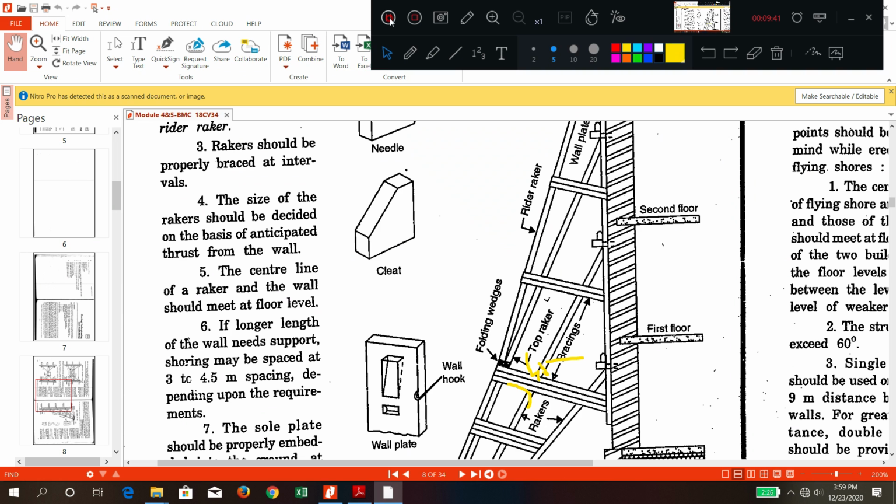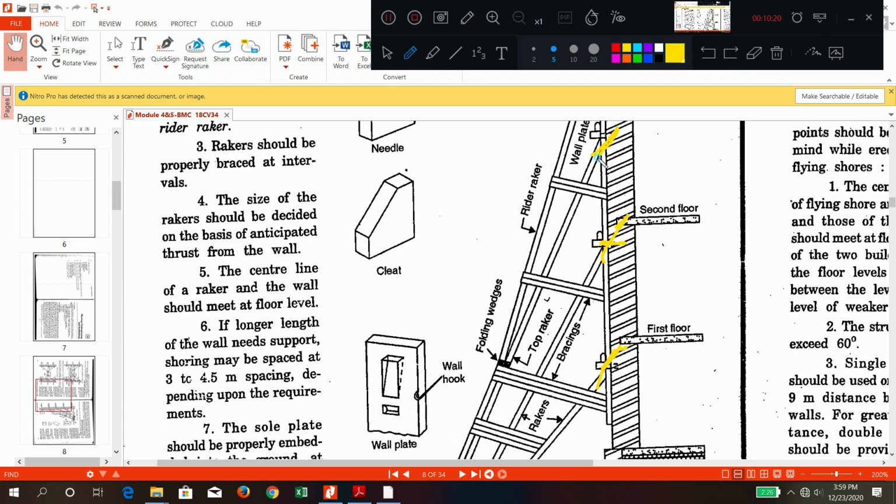Some other points are there. Rackers should be properly braced, which means bracing for more rigidity. The size of the rackers should be decided based on the thrust from the wall, that is, how much pressure is exerted by the wall due to the inclination. Second, the center line of the racker and the wall should meet at the floor level. The center line of the racker means this line.